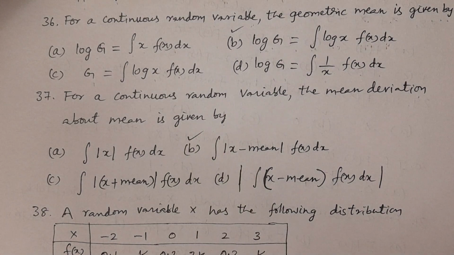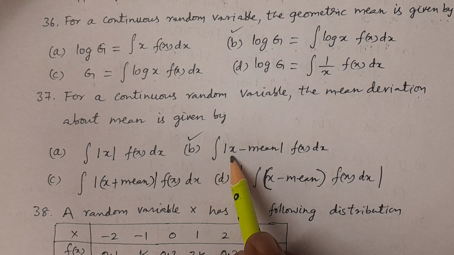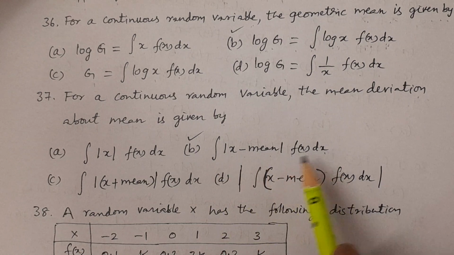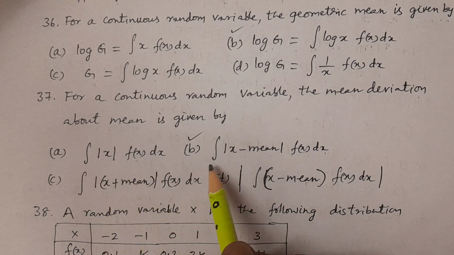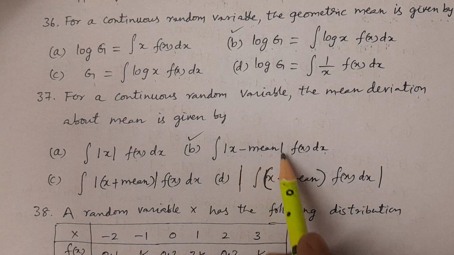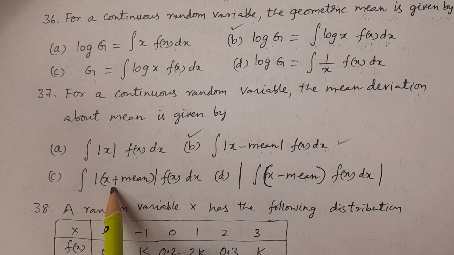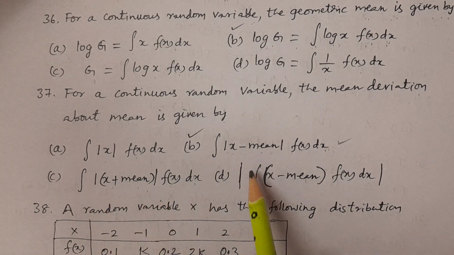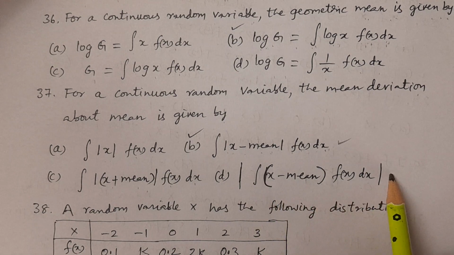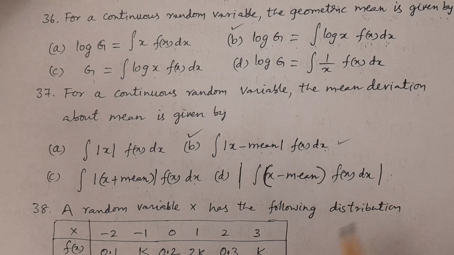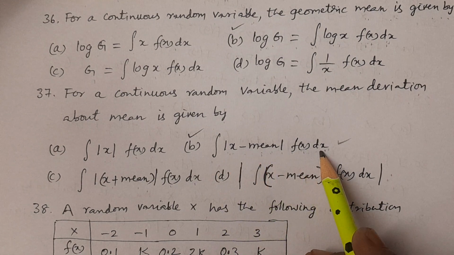Question number 37. For a continuous random variable, the mean deviation about mean is given by integral modulus of x minus mean f of x dx. Options: integral modulus of x into f of x dx, no. Integral modulus of x minus mean multiplied by f of x dx, it is correct. Integral modulus of x plus mean f of x dx, wrong. Modulus of integral x minus mean into f of x dx, it is also wrong, right? So the correct option is integral modulus of x minus mean f of x dx.